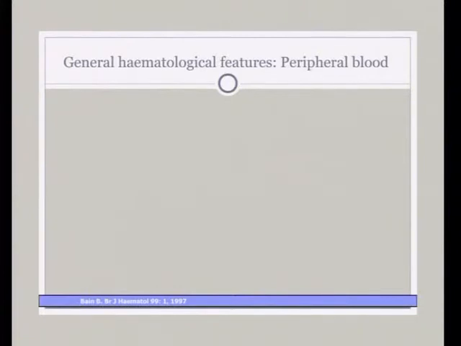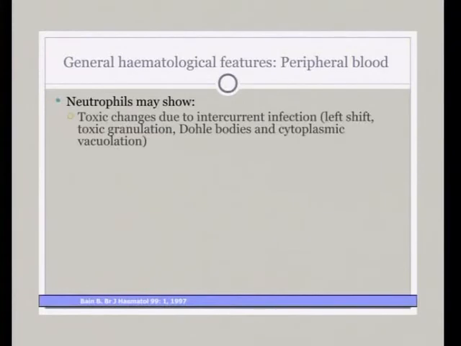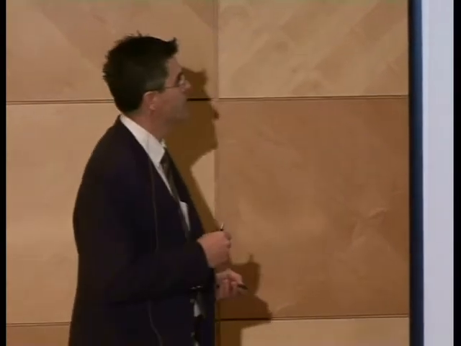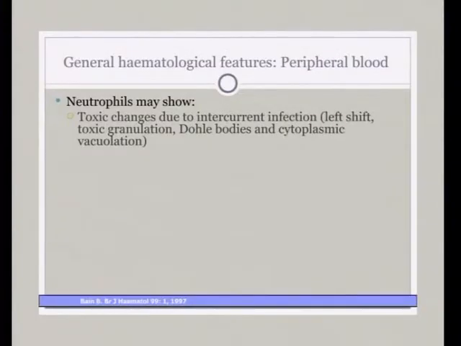Still in the peripheral blood, because that's always where we start and what we look at, the neutrophils may show toxic changes and dysplastic features. In terms of toxic changes, this is due to intercurrent infection, and I think there's always intercurrent infection, and we're not always, as HIV-positive patients, aware of this. And I will make reference to it a little bit later on. So often we see a left shift, there's toxic granulation, increased granulation in the granulocytes, neutrophils, and so on, with Döhle bodies and cytoplasmic vacuolization.